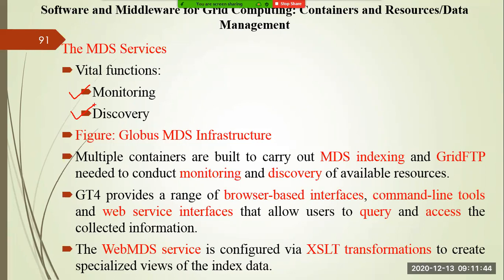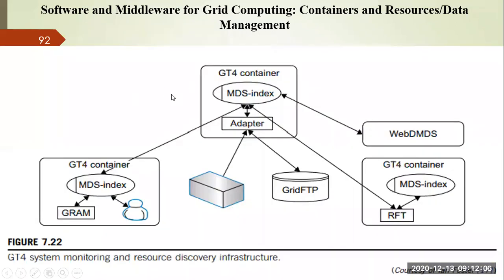Like I have told you in the replica location services, where the replica is stored, you should be aware of that location, so that when there is a crash or failure of a computer system, you can retrieve the replica from another computer system, right? So you can see this is the Globus MDS infrastructure. There are 3 containers. One is GT4 container, GT4 container, GT4 container. In each and every container, you have monitoring and discovery services.